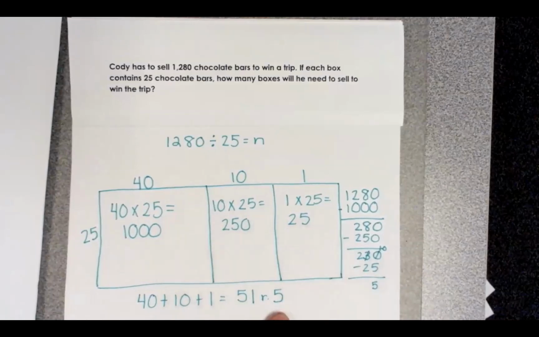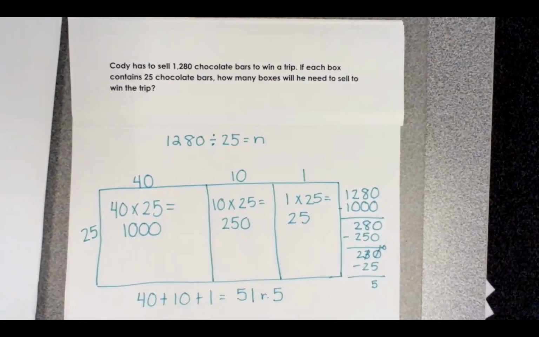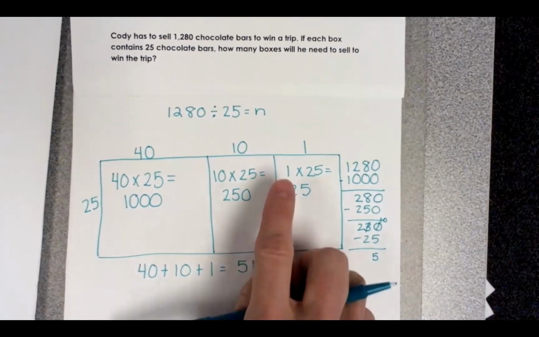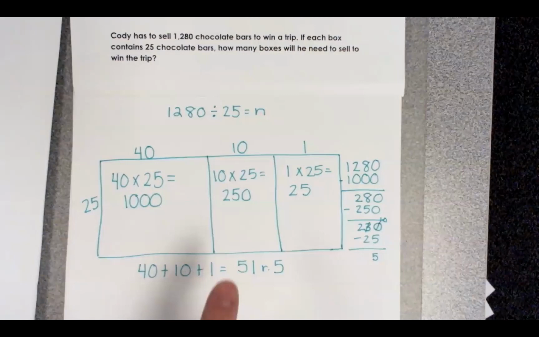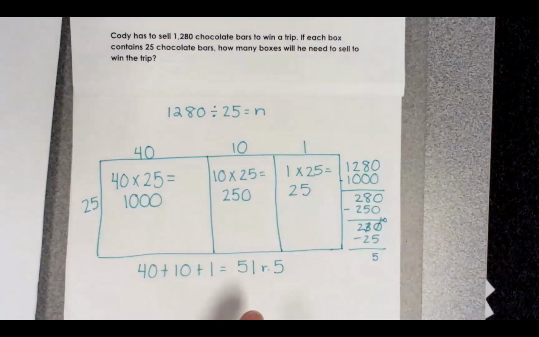So 51 remainder 5. We have students who would say, you know what, I'm done. I solved the problem, I'm done. But we always want to get them to go back to the question and the problem and make sure they've answered it. So when I go back to the question, it says, how many boxes will he need to sell to win the trip? So I know that he needs to sell 51 boxes.